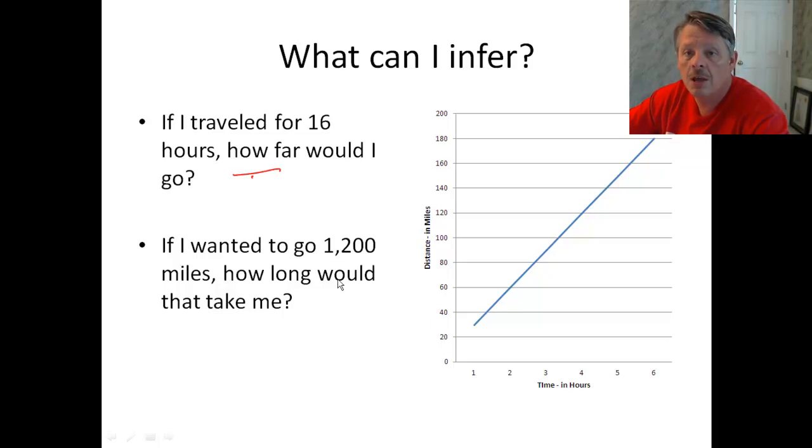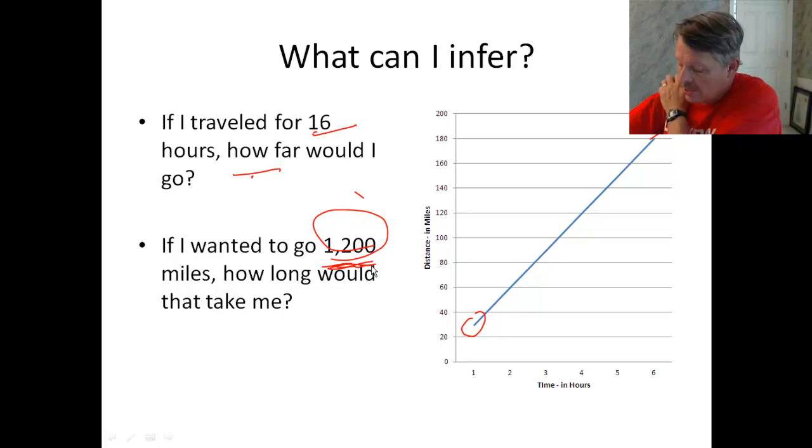What happens if I travel 16 hours? How far would I go? Or what happens if I said, well, I want 120 miles? How long would it take me? Well, you can do it 2 ways. You can draw this graph and just continue going way out there. I know I'm going 30 miles in 1 hour, so I could simply multiply 30 by 16 to come up with 480 miles. Since I go 30 miles an hour, I could divide 1,200 by 30 and come up with 40 hours for how long it would take me.